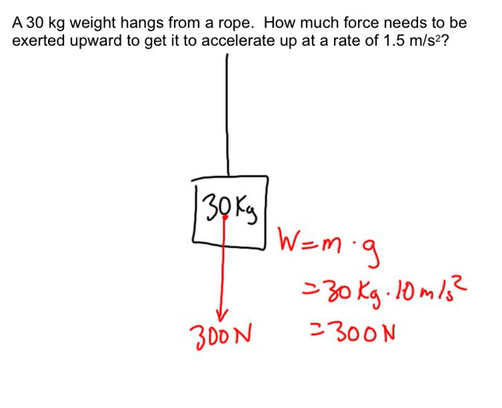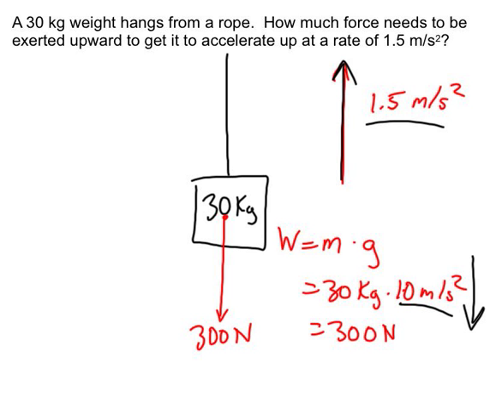But I want to accelerate it upward at a rate of 1.5 meters per second squared. Now, if there is no rope, this object is just going to fall, and it's actually going to accelerate at 10 meters per second squared downward. That's what gravity normally does. So in order to get it to accelerate up, we're first going to have to counteract the gravity, and then we're going to need additional force to get it to accelerate upwards. So let's figure out what force we're going to need.